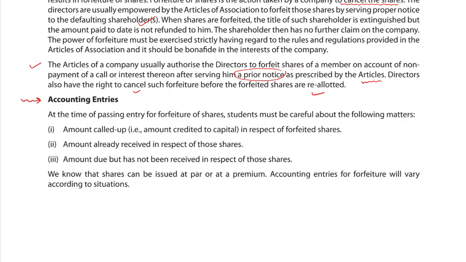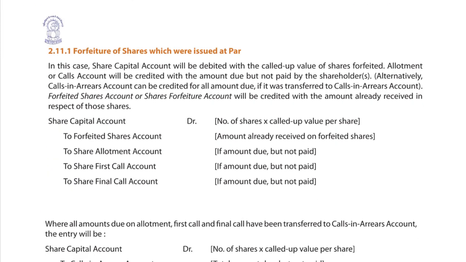Accounting entries. At the time of passing entry for forfeiture of shares, students must be careful about the following matters: amount called up, that is, amount credited to capital in respect of forfeited shares; amount already received in respect of those shares; and amount due but not received in respect of those shares. We know that shares can be issued at par or at a premium. Accounting entries for forfeiture will vary according to the situation.